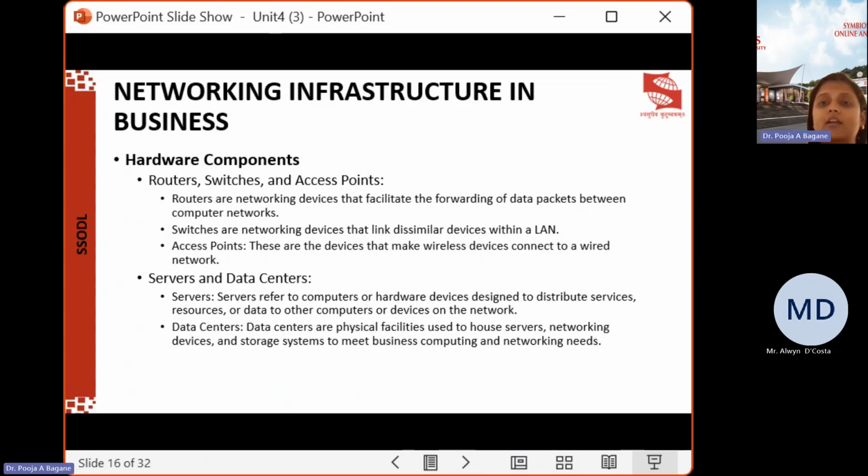Okay, so next is the networking infrastructure. Here we will take a break, and after that we will discuss the networking infrastructure in our businesses.